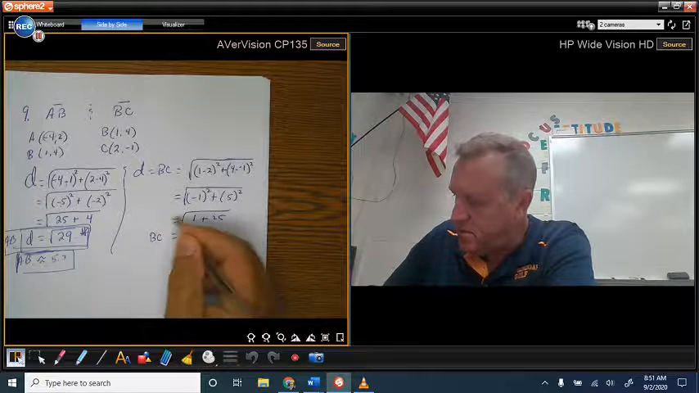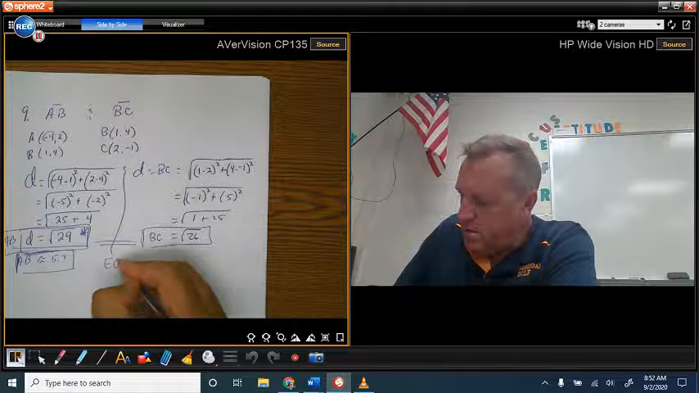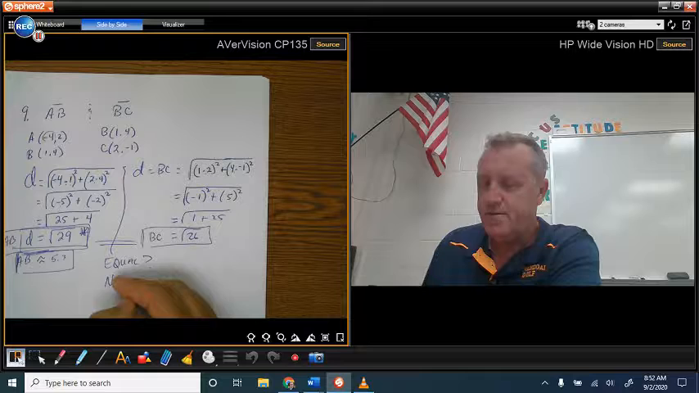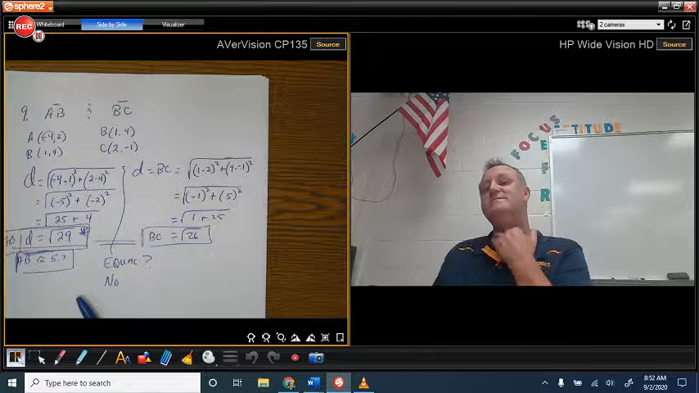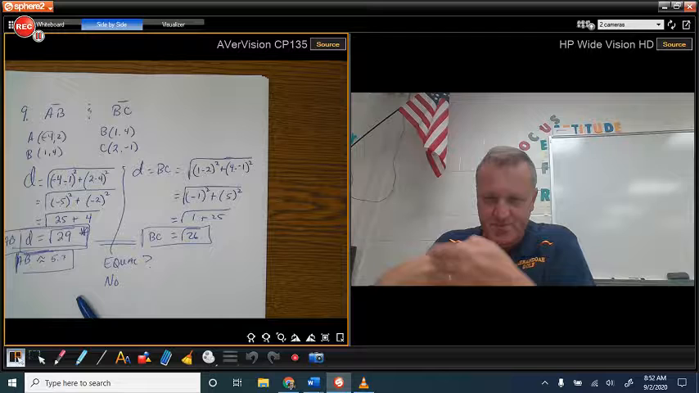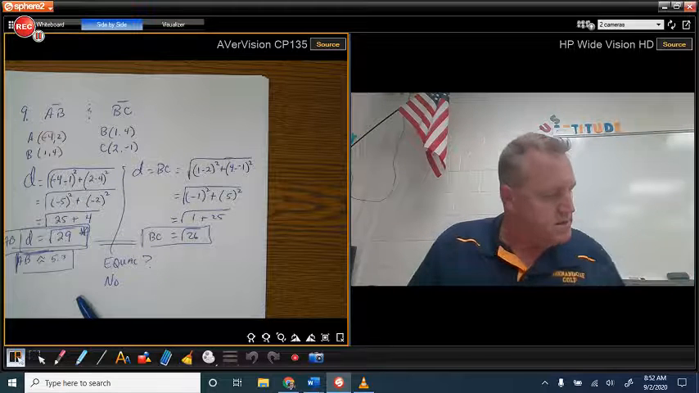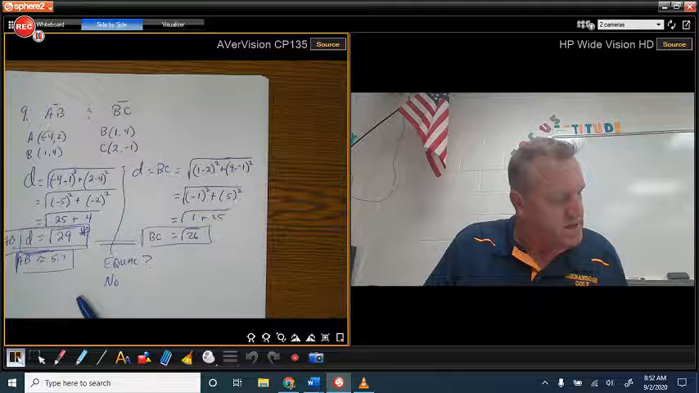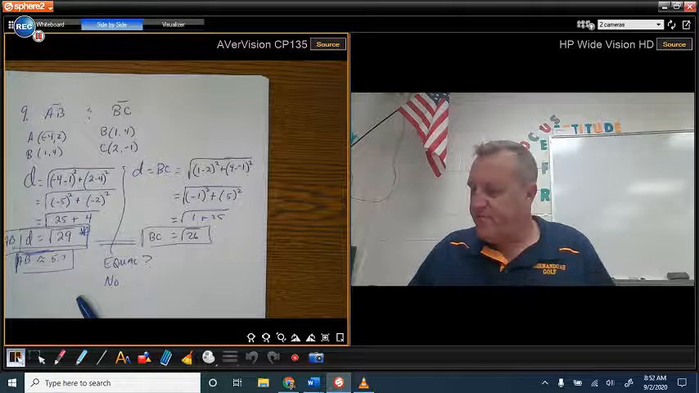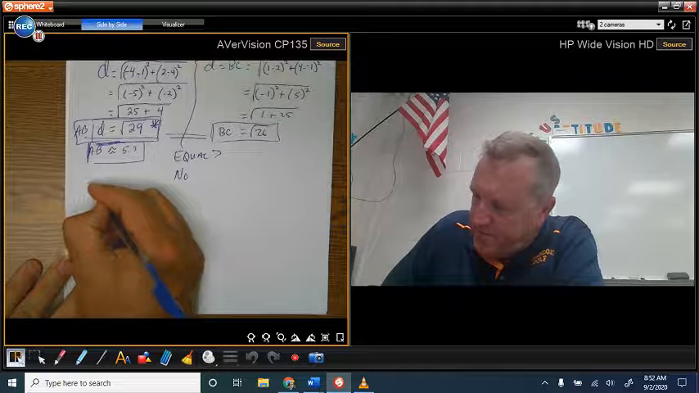And so the question, are these equal? No. They have different distances. Okay, does that help? Does that remind you, bring back some things with distance formula? Hopefully it does. Okay, so let's see. Well, let's do another one. Let's do number 14. This is one, I believe, with a midpoint.